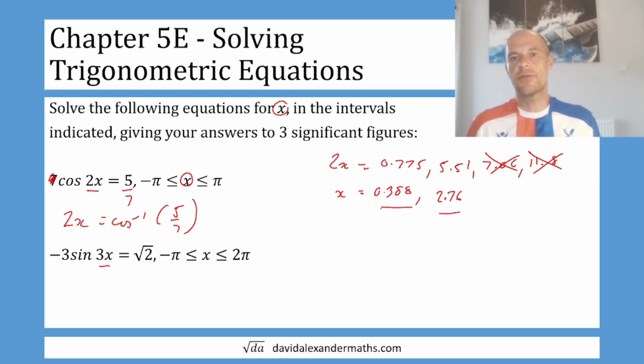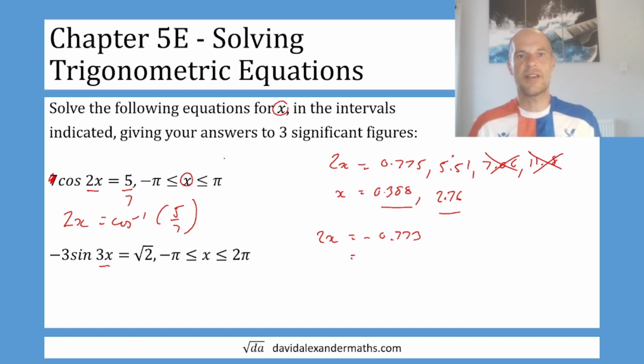I'm not adding or subtracting pi or 2 pi here. There are perhaps more advanced ways you can do it, but the safest way is to go back to your 2x solutions. We've got the first two, but we've not considered the solutions that are before the 0.775. The first one before 0.775 is 5.51 take away 2 pi, which is negative 0.773.